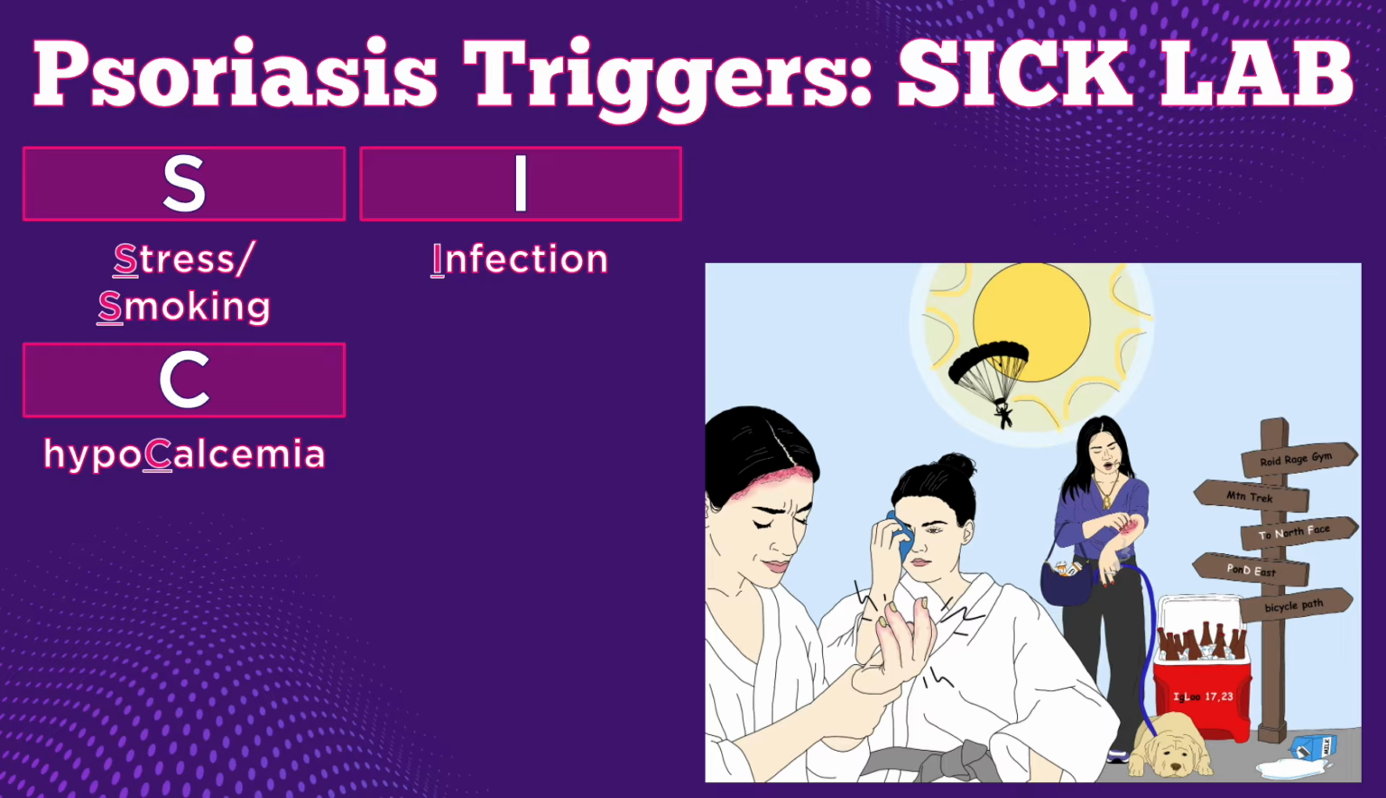The K stands for Koebnerization, which is a phenomenon where trauma to the skin, such as scratching, surgical excisions, sunburns, or even tattoos, can induce new psoriasis lesions at that site. The Koebner phenomenon is seen in about 25% of patients, and the lesions take 2 to 6 weeks to develop after the inciting trauma.